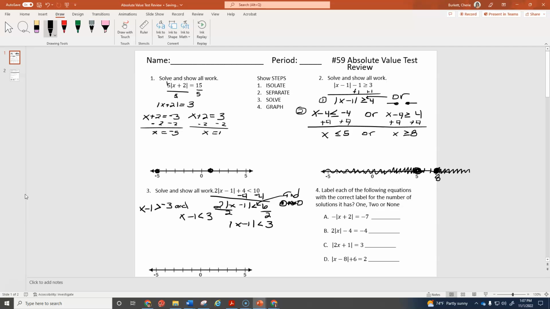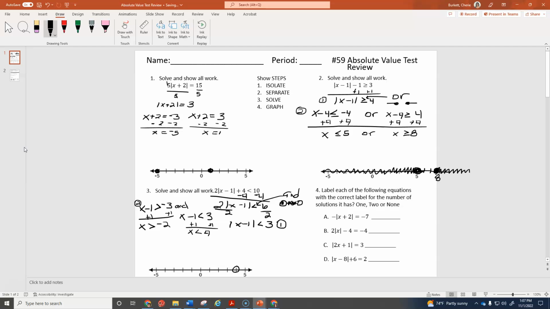So this is step number 1, isolate. These 2 things right here are step number 2, separate. Step number 3 is to solve. I add 1 everywhere to solve. X is greater than -2. X is less than 4.